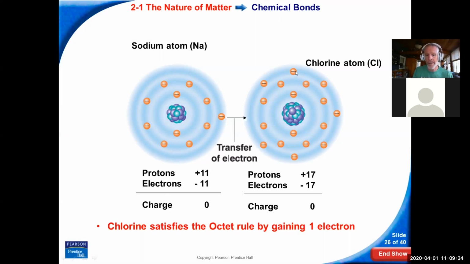But it could get 8 electrons in its outermost energy level if it gained 1.